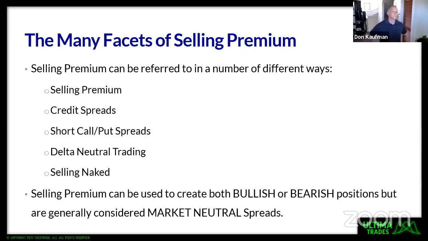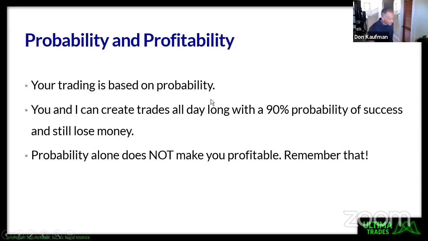Listen, selling premium can be used to create both bullish and or bearish positions. But generally, selling premium is construed as market neutral. Next, probability and profitability. Your trading is based on probability. Whether you know that or not, everything you do in this business, even if you buy a stock, is still based on probability. Trade options based on probability.